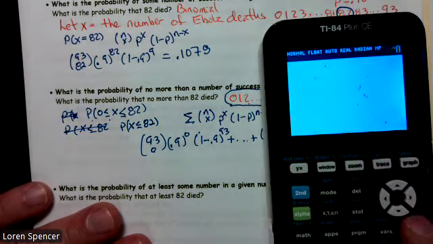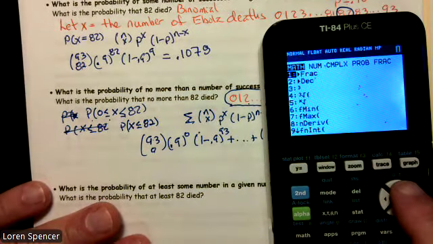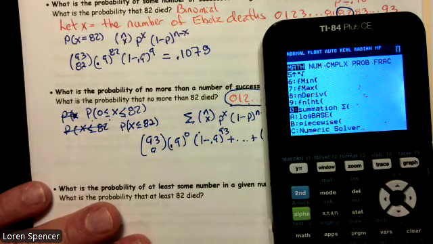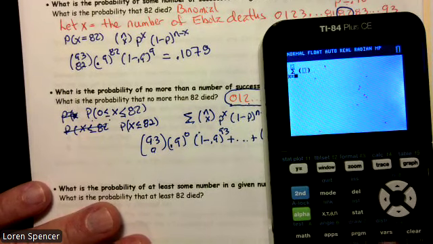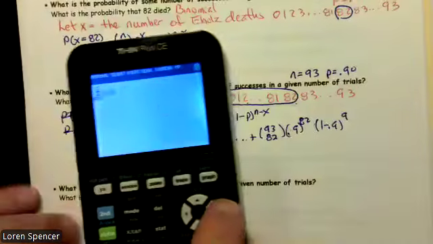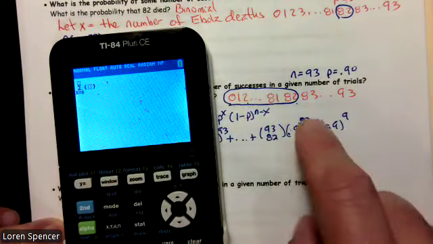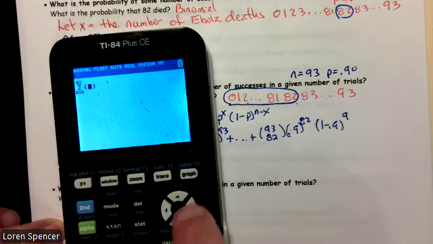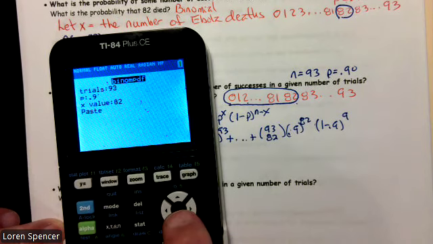Now, this one, we can't just do second vars. We have to go to the math button first to get the summation. Math, summation, X over 2. Our lowest value circled was 0. Our highest value circled was 82. Second vars, binomial PDF. Trials is 93. Death rate is 0.9. And we're interested here.